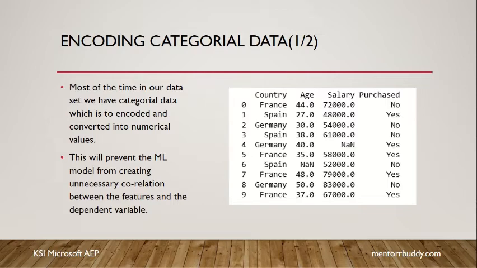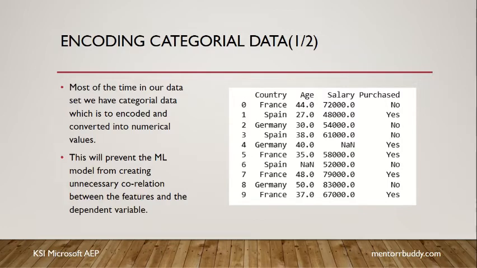Now, when you see these string values, they are repeating, right? France, Spain, Germany, then Spain, then Germany, then France. Because we have repeating string values, they are known as categorical data, because they are forming categories: this row belongs to France, this row belongs to Spain. In the same way, in the purchased column, we have repeating no and yes, which also forms categories of whether the person has purchased the product or not.